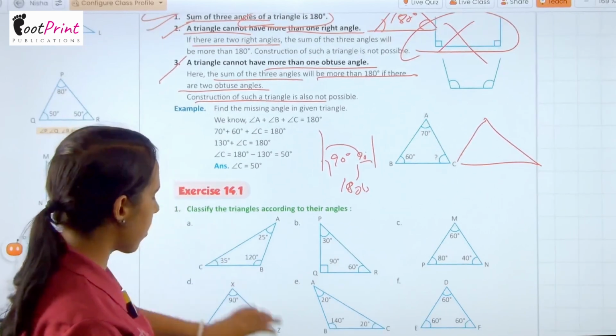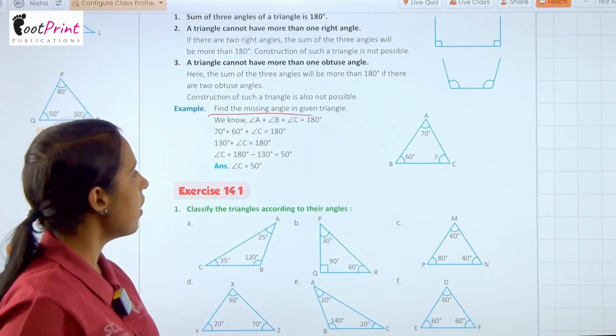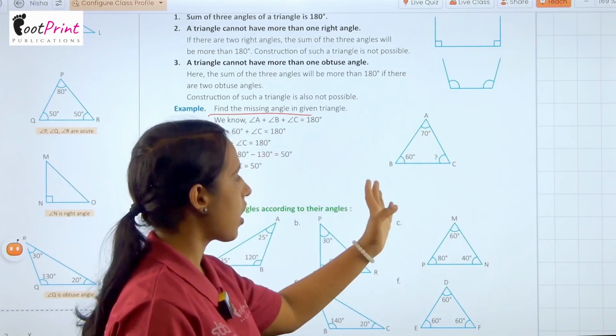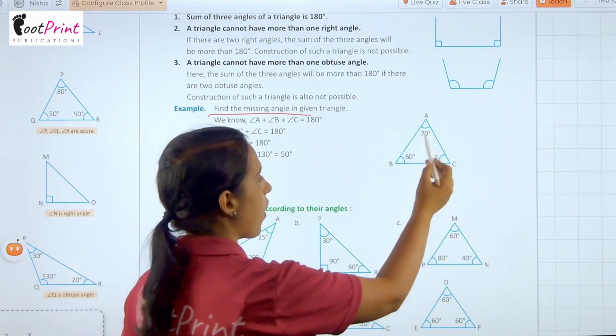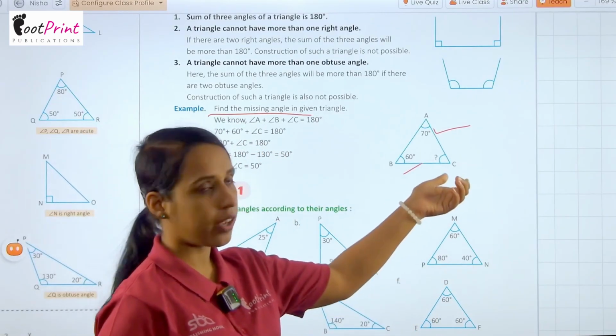So here we have an example. Let's see. Find the missing angle in the given triangle. Here we have three angles, angle A, angle B and angle C. Two angles are given, angle A and angle B, and we have to find out angle C.